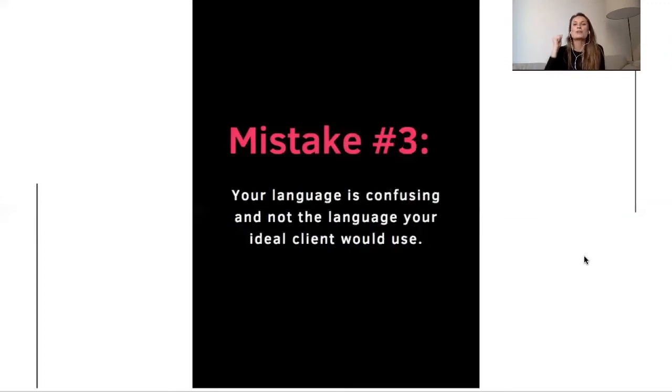Mistake number 3, your language is confusing and not the language your ideal client would use. Again, I'm going to get into more specifics in a second to tell you exactly what to say, but this is particularly around "I coach women to be empowered," or "I help you live your best life." I'm sorry, but I don't know what that means. What does my best life look like? For me, it's way too vague. I need to read your bio and understand, oh, that's the result she's giving me.